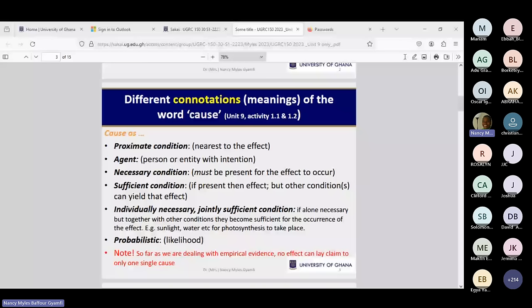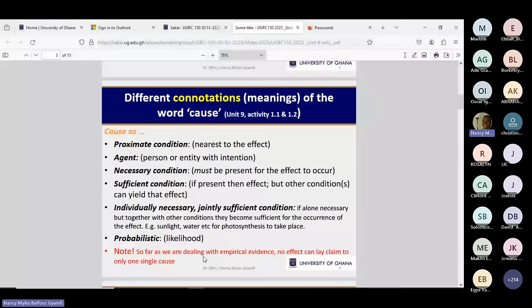Very good. Now, sufficient condition is not the same as necessary condition. These two words are technical, so listen to me attentively. I just showed you necessity. As for a necessary condition, the effect will never come unless that condition is there, because it's necessary to the effect, as we have studied it empirically. But look at sufficiency.